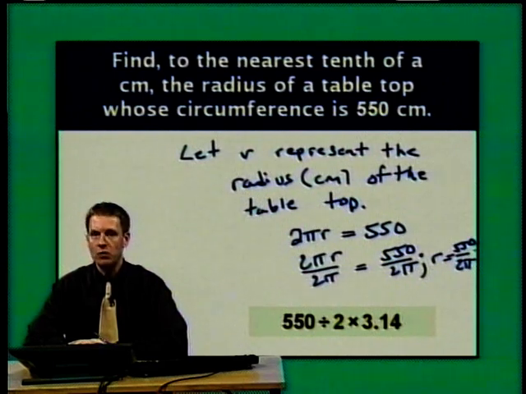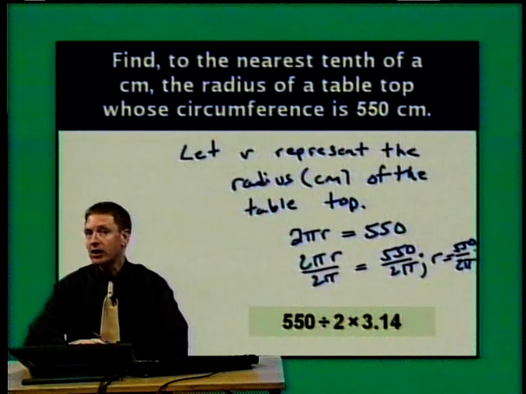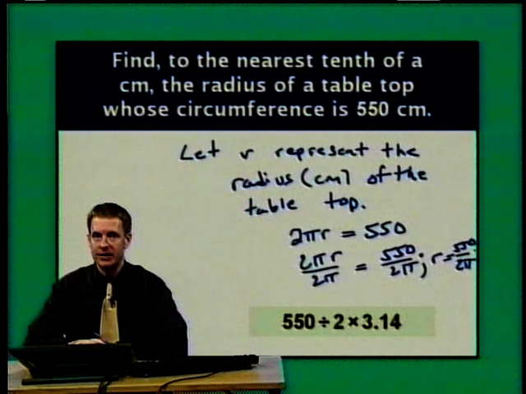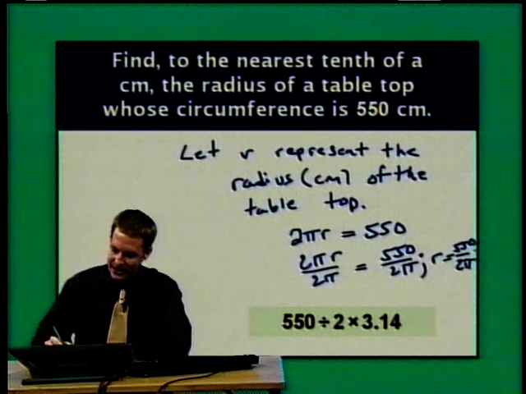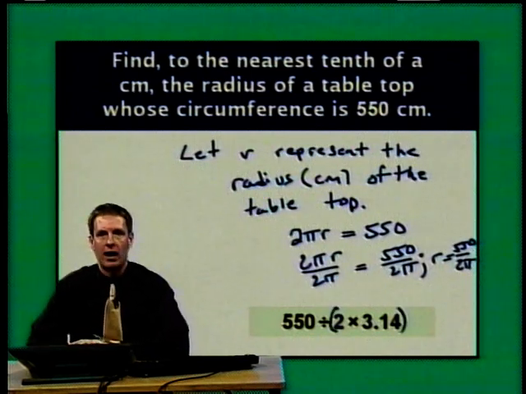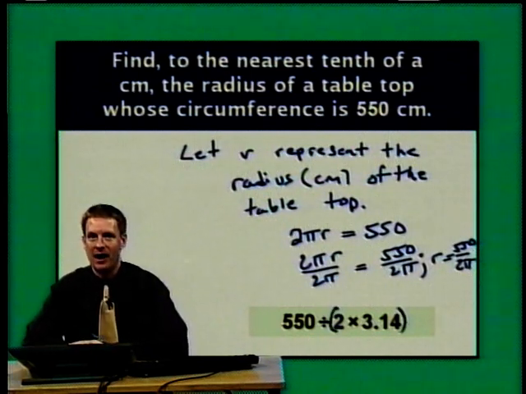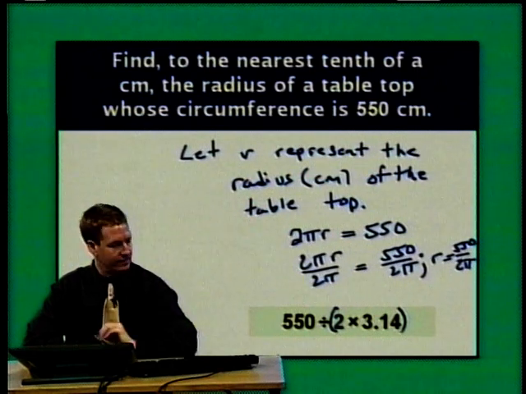So if this is what we type into our calculator, the calculator is going to find 550 divided by 2, which is 225, and then it's going to multiply that number by our decimal approximation of pi. But we don't want pi being multiplied by 225. We only want pi to be multiplied by 2. So in our calculator, we need to make sure that we put the 2 times our decimal representation of pi in parentheses.